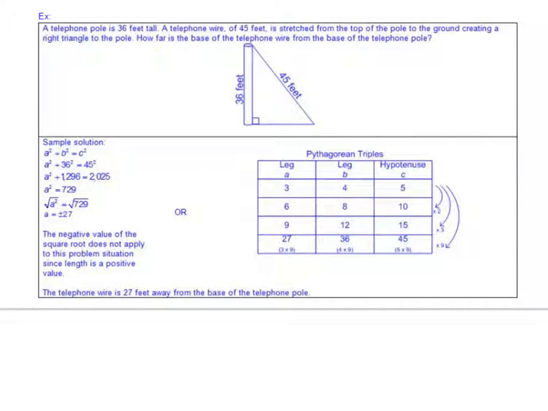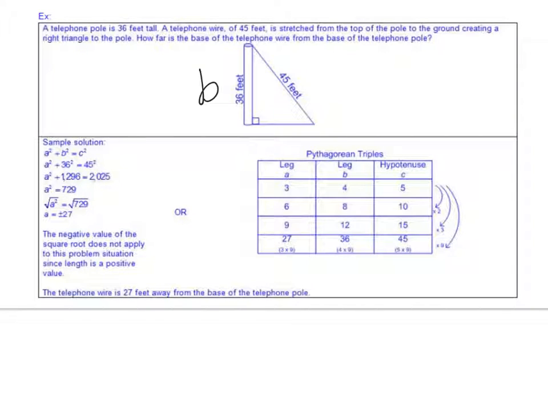Now, we said that we were going to look at some problems, and this will be pretty much the focus point as we go forward. So here we have a telephone pole, and it's 36 feet tall. So we're talking about the vertical component. If we were to label this, we will be talking about b.